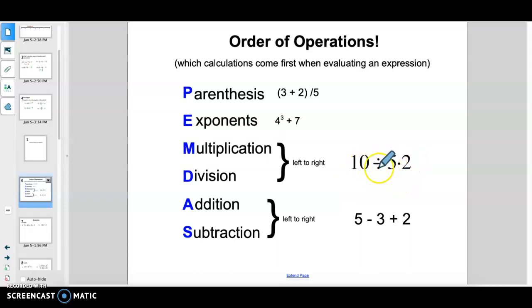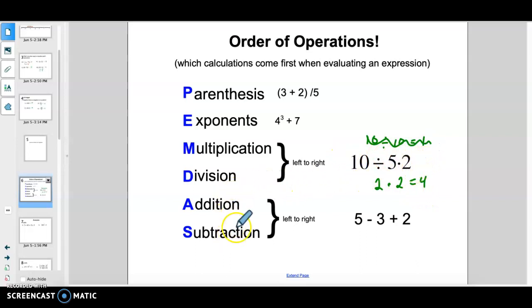So for example, if you look at this, we've got 10 divided by 5 times 2. So because both division and multiplication are together, we're going to go left to right. If you hadn't gone left to right, if you'd done 5 times 2 is 10, and then 10 divided by 10, you get 1. But if you did it from left to right, you'd get 10 divided by 5 is 2, and 2 times 2 equals 4. So 4 is actually the correct answer here, so this is not the method you would want to use. You'd want to go from left to right.